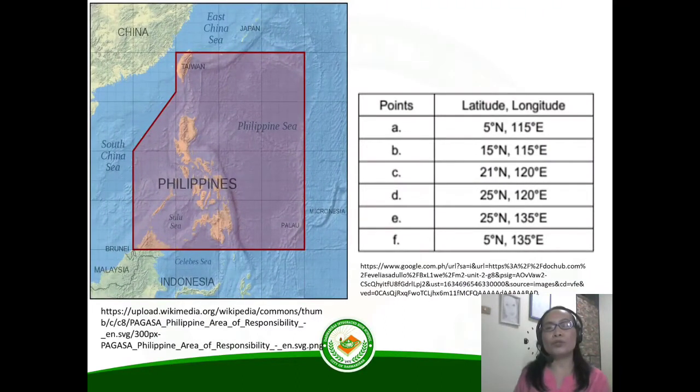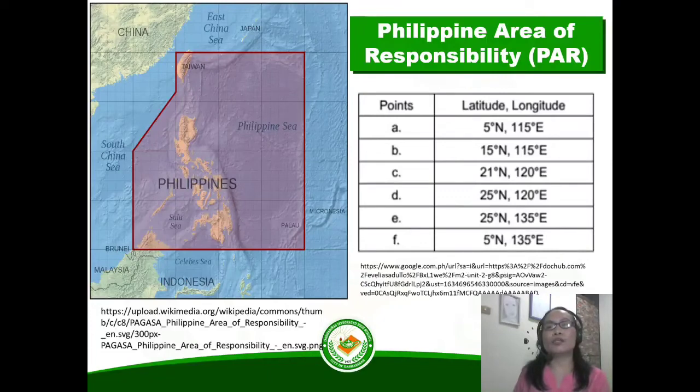So what we have here is the picture of the Philippine Area of Responsibility, or simply known as FAR. It is the smallest and innermost monitoring domain, whose boundary is closest to the Philippine Islands. The exact dimension of this domain is the area of the western North Pacific, bounded by imaginary lines connecting the coordinates 5 degrees north, 115 degrees east, 15 degrees north, 115 degrees east, 21 degrees north, 120 degrees east, 25 degrees north, 120 degrees east, then 25 degrees north, 135 degrees east, and 5 degrees north, 135 degrees east.